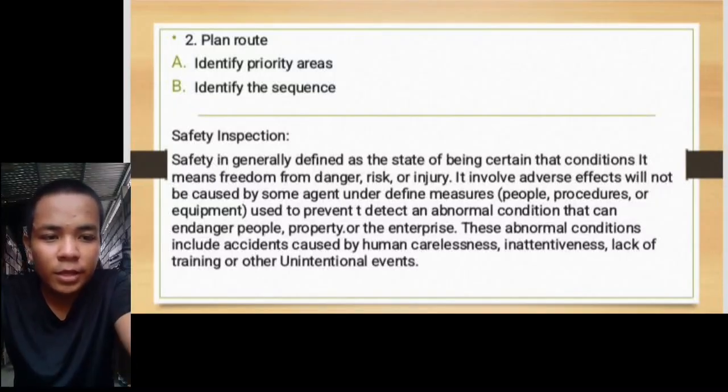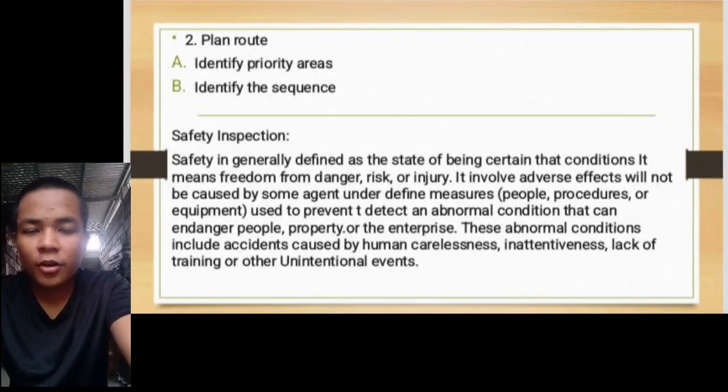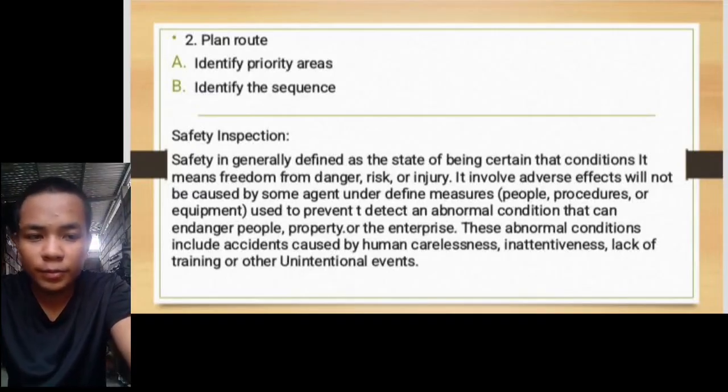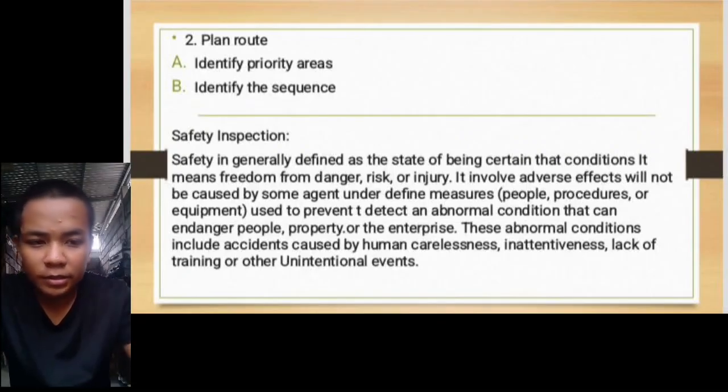Safety inspection. Safety is defined as the state of being in a certain condition. It means freedom from danger, risk, or injury. It involves adverse effects that will not be caused by some agent under defined measures. It covers people, procedures, or equipment used to prevent and detect an abnormal condition that can endanger people and the enterprise. The abnormal condition includes accidents caused by human carelessness, inattentiveness, lack of training, or other inattentive events.